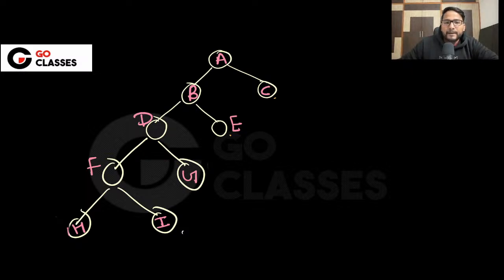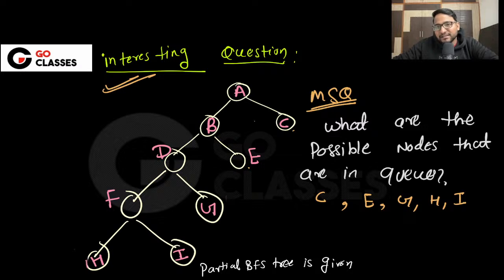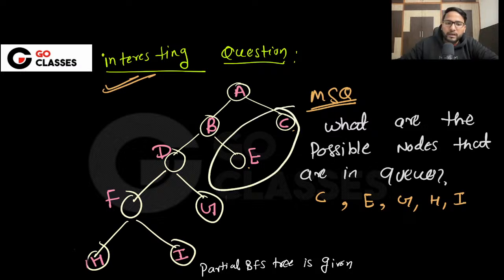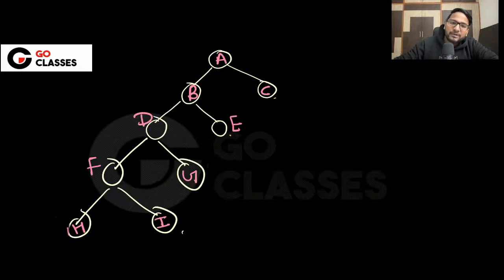See here, this C and D must have been popped out. Let me tell you the reason. Maybe G is in the queue, maybe H is in the queue, you don't know. But C and D must have been popped out. What is the reason behind it?